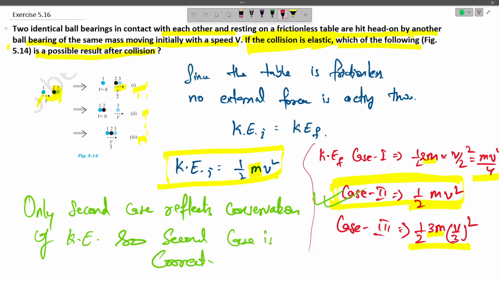Since it is given that the collision is elastic, the final kinetic energy is going to equal the initial kinetic energy, which is half mv square. Now we will equate the final kinetic energy in all three cases and compare it with the initial kinetic energy. The case in which they are equal is the plausible case. So in the second option, we see that the final kinetic energy is half mv square, so this is the correct option.